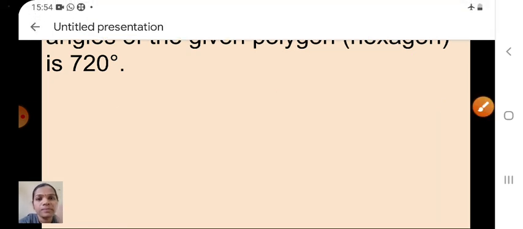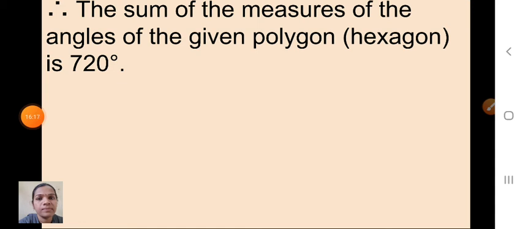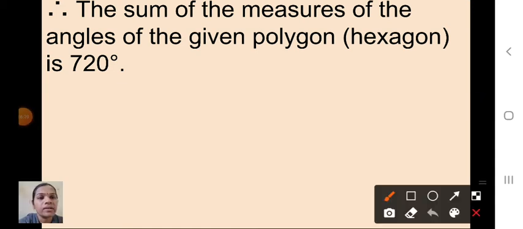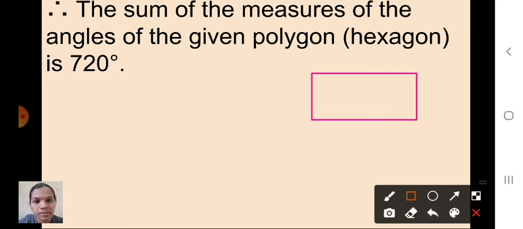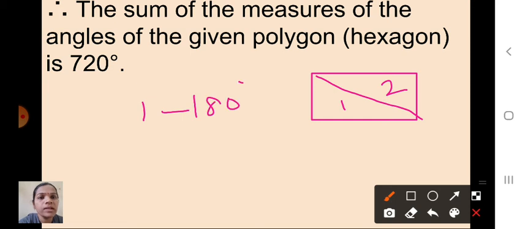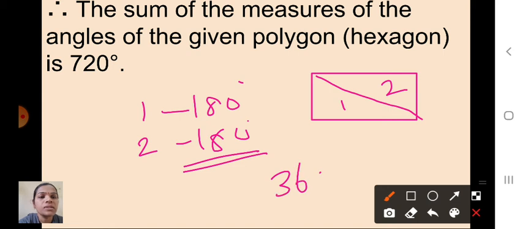And see here, next one is quadrilateral. Quadrilateral is also one of the polygons. So see here, what is the measurement of the angles here? We have to divide this into triangles. If we divide here, 1, 2. The first triangle has 180 degree and the second triangle has 180 degree. Total 360 degree.